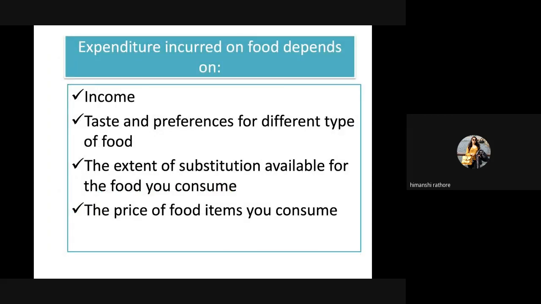And then we talked about expenditure, how we expend our money on food. It depends, first of all, on income again, taste and preferences, like some people are vegetarians, some are non-vegetarians, and the extent of substitution available for food. Like nuts and almonds are very costly, so you can substitute them with groundnuts, which are cheaper, but the amount of protein they provide is almost the same as almonds. So you should know about the substitutes and the price of the food items you consume. So these are the four points that you keep in mind.